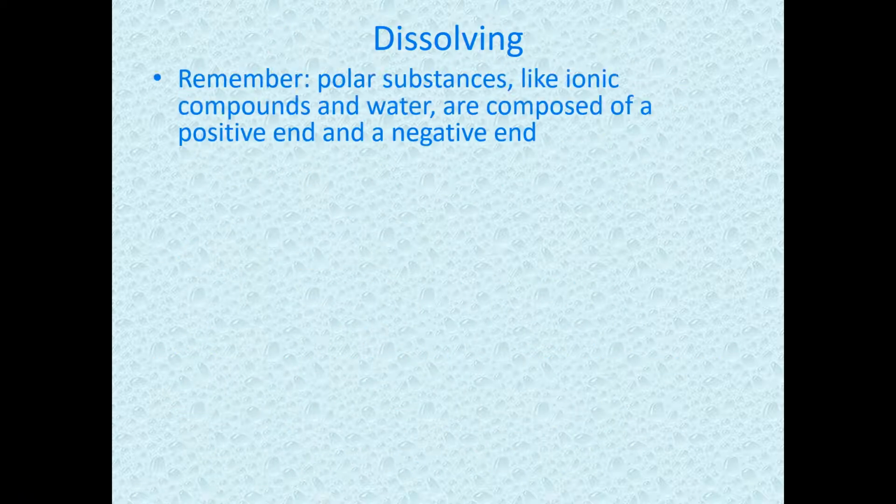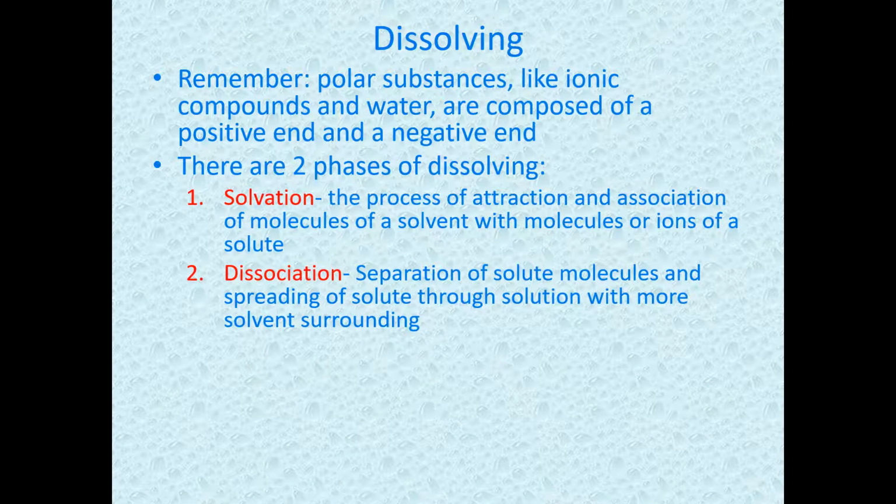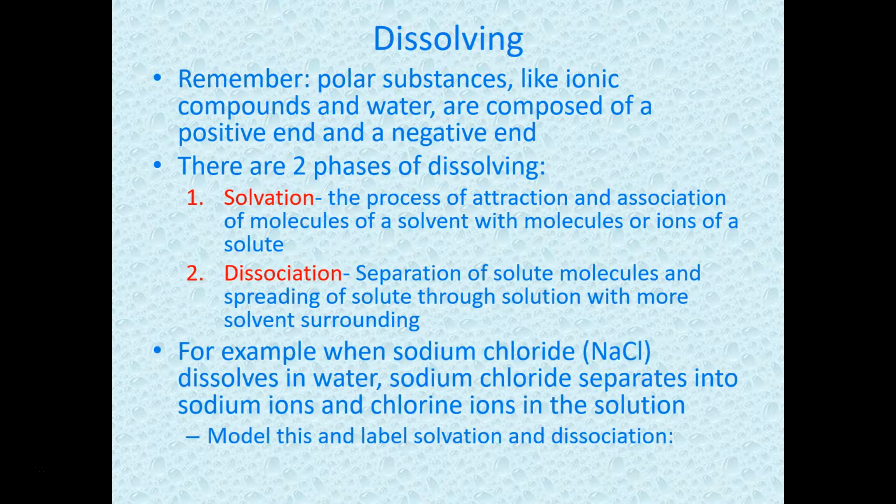So what about dissolving? Remember, polar substances like ionic compounds in water are composed of a positive end and a negative end. There are two phases of dissolving. There is solvation, which is the process of attraction and association of molecules of a solvent with molecules or ions in the solute, and dissociation, the separation of solute molecules and spreading of solute through solution with more solvent surrounding.